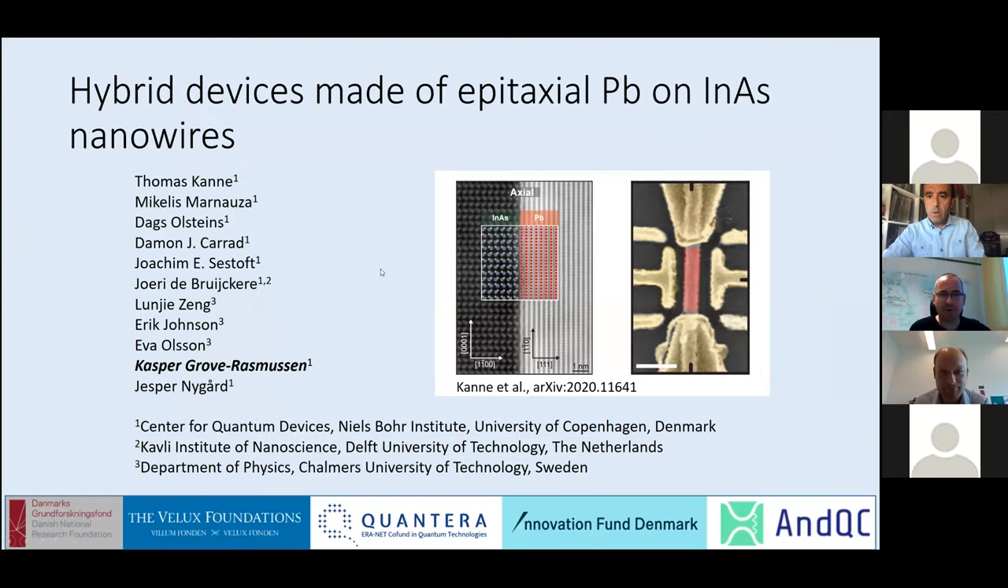All right. Okay. So then, on our material list, the next combination is lead on indium arsenide. So I'm looking forward to this talk. So Kasper, the floor is yours. Do you see the mouse actually? Yes. Yeah. We also see that.